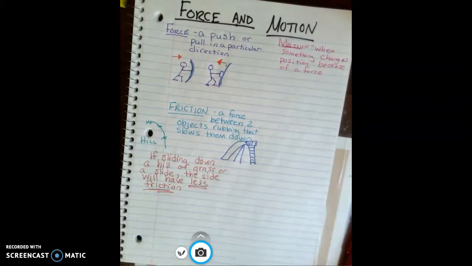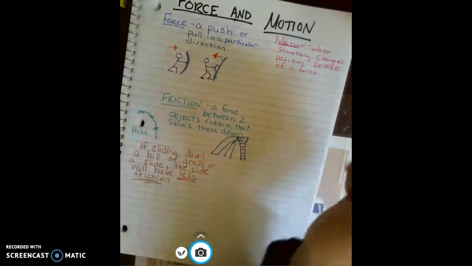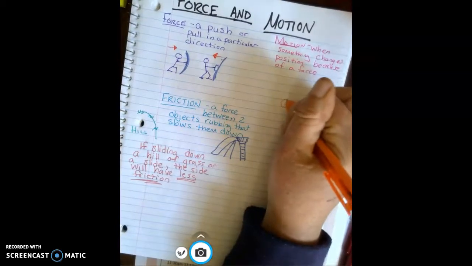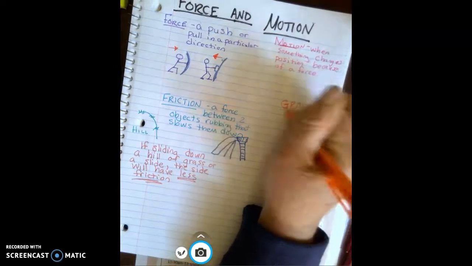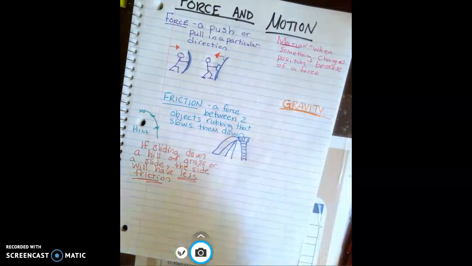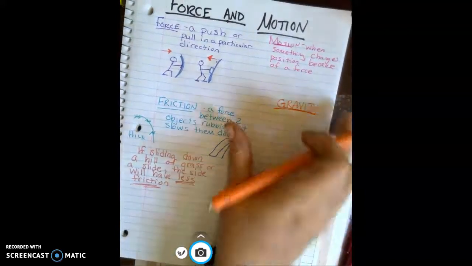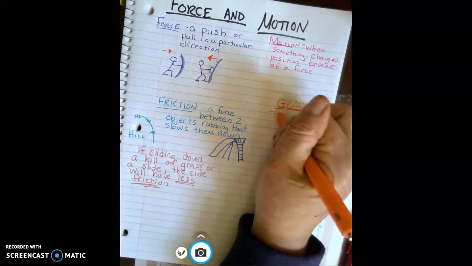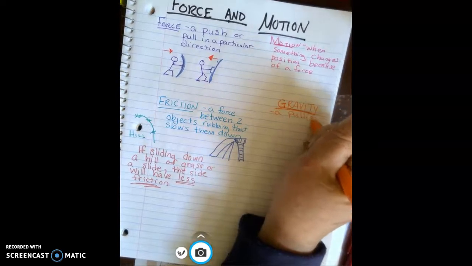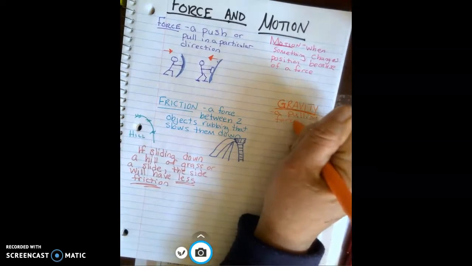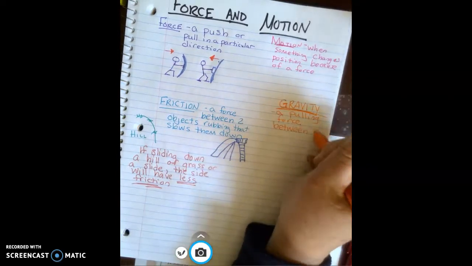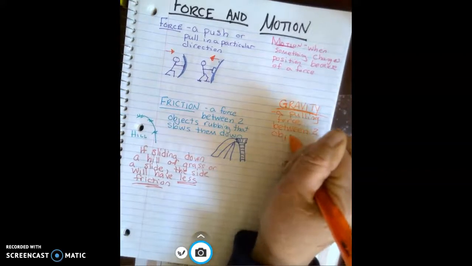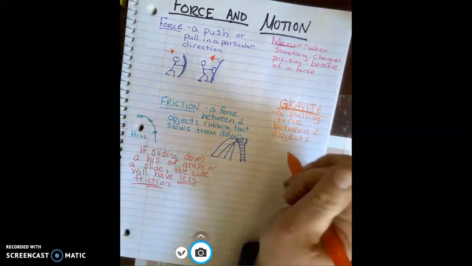And then another type of force we're going to talk about coming up here is gravity. Gravity is a pulling force between two objects that pulls objects to the earth.